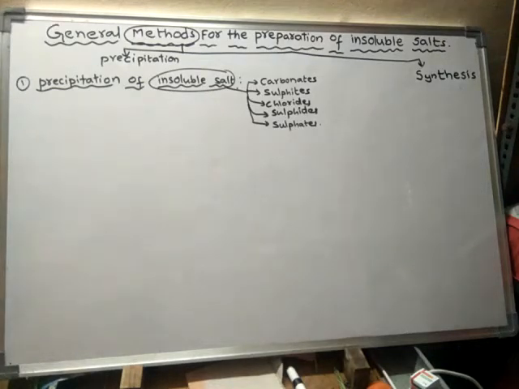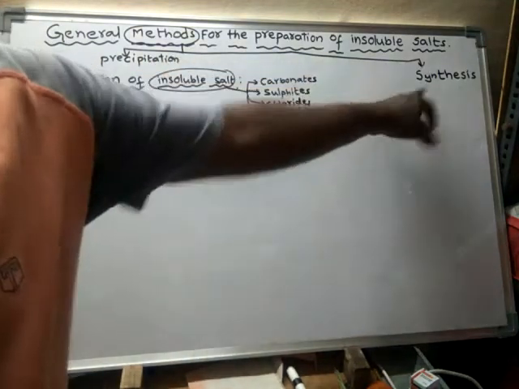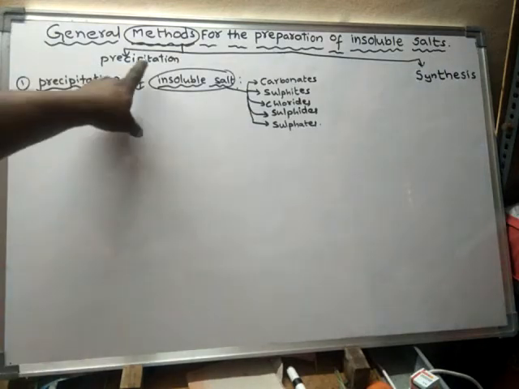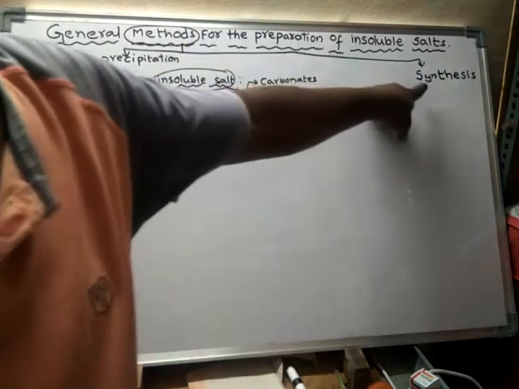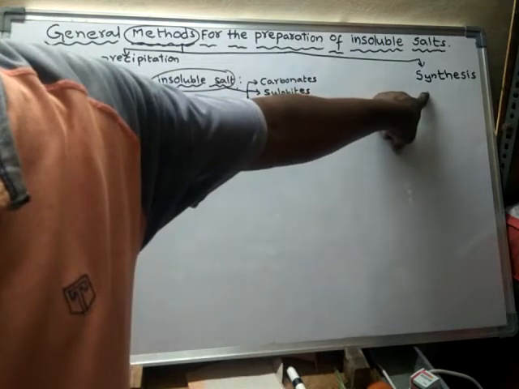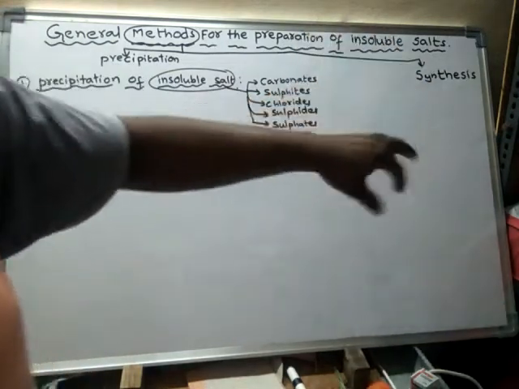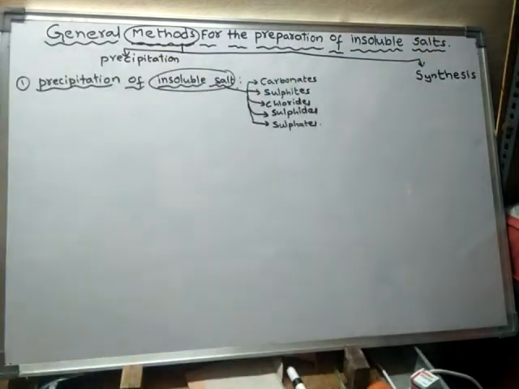So in our previous video, we learned the preparation of soluble salts. Now in this video, we learn the general methods of preparation of insoluble salts. Actually, there are two methods for the preparation of insoluble salts. One is the precipitation of insoluble salt, and another one is synthesis of insoluble salt. So these two are the methods for the preparation of insoluble salts.